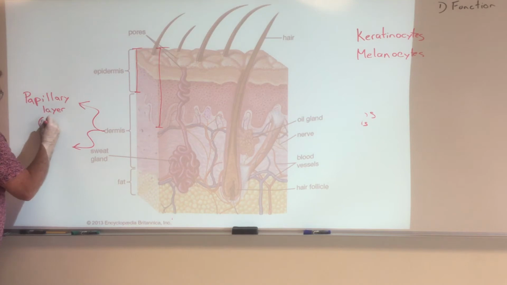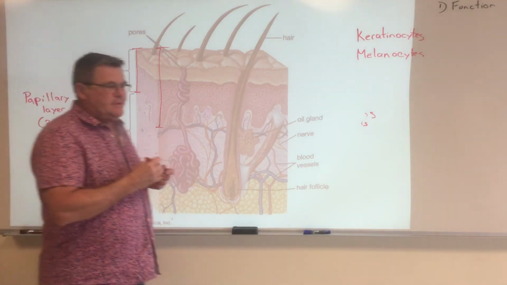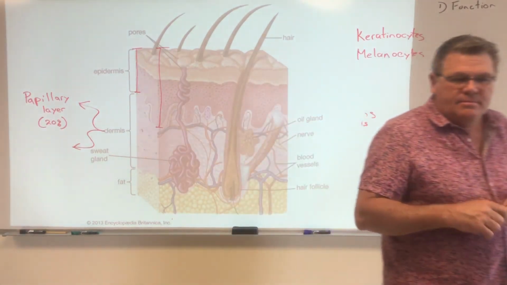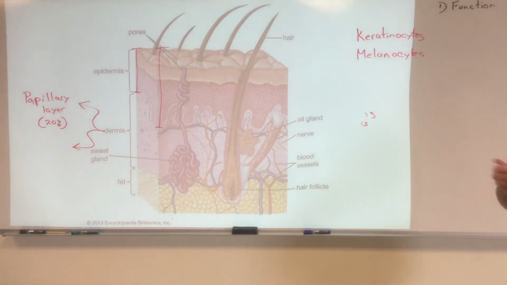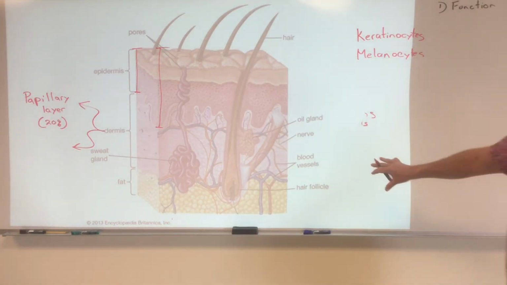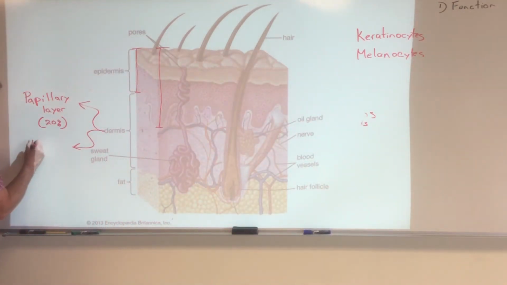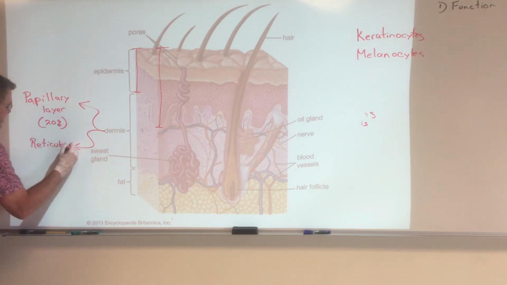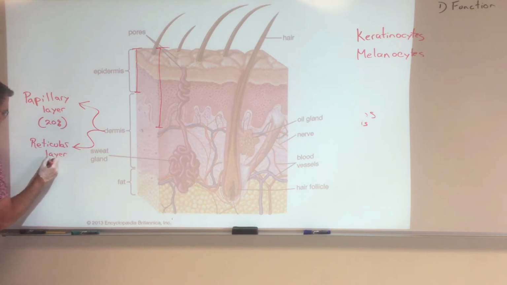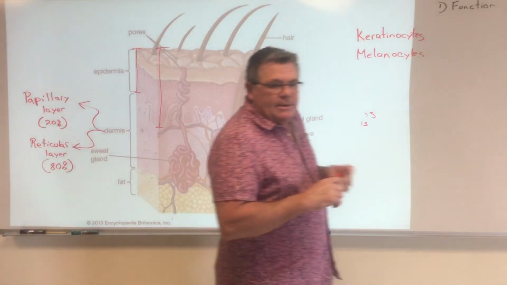And that makes up about the top 20%. It's relative, it might be a little bit more, it might be a little bit less. The lower level, and that's not shown on this, you can't see it in this image, is what's called the reticular layer, which makes up the remaining roughly 80% of the dermis. Now what's the difference?